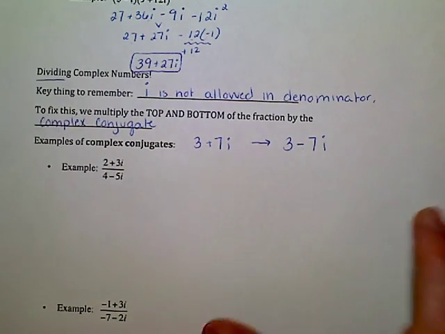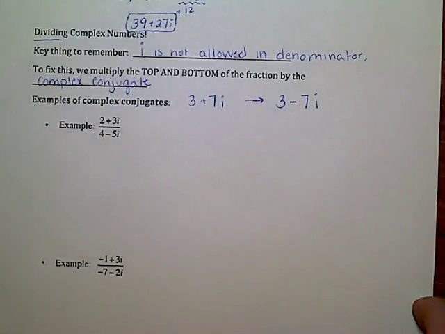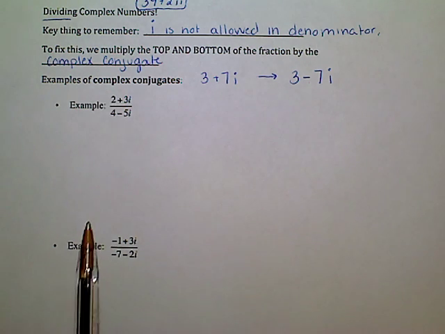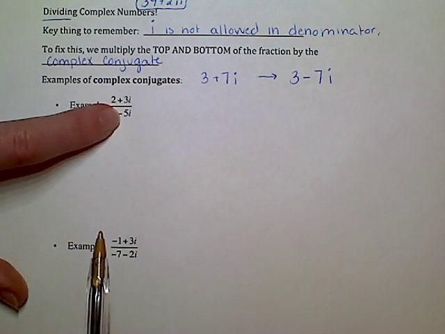So in this first example, one thing that students try to do, which would be completely incorrect, is they'll want to cross out those i's. You can't do that because of the plus and minus signs.